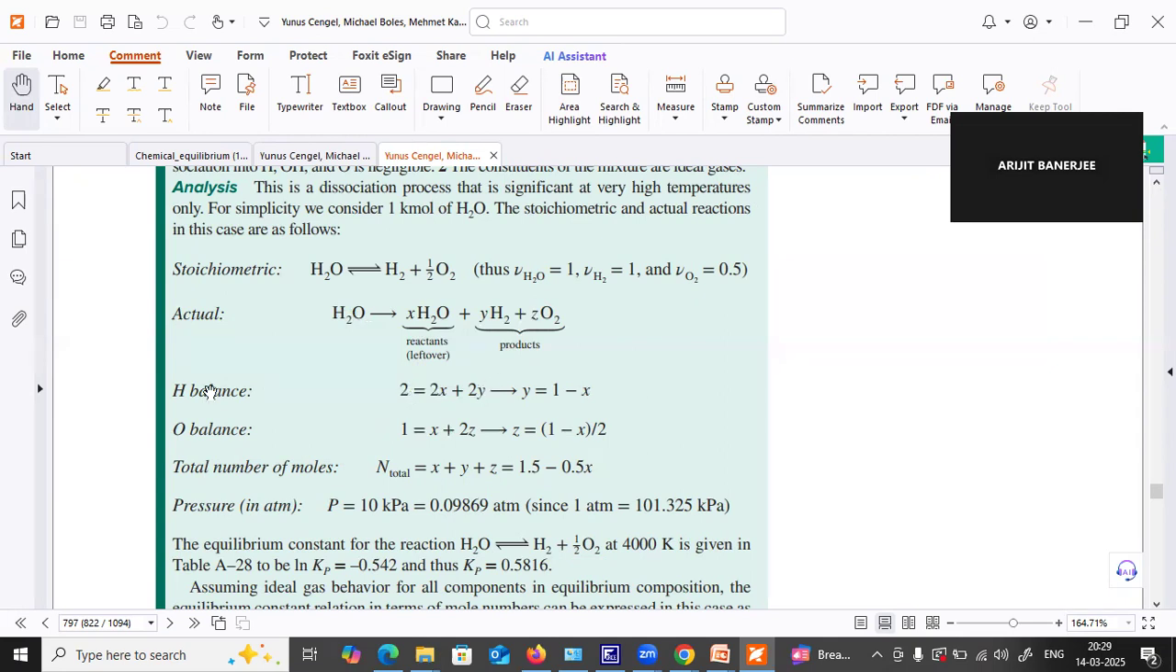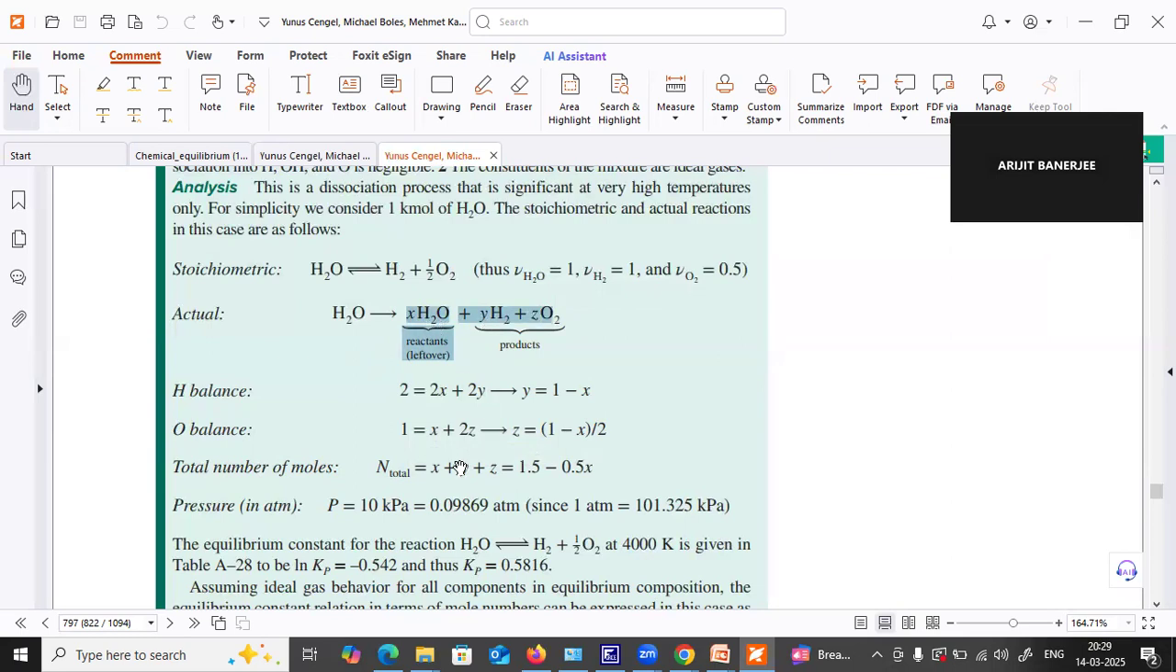So from hydrogen balance, we can write a relation between X and Y, so I can write Y in terms of X. And from oxygen balance, I can write a relation between X and Z, and therefore I can write Z in terms of X. Okay, so it is clear. Next, in total we are writing: in total means at the equilibrium condition, the total number of moles. You see this highlighted part. It is X plus Y plus Z, the total number of moles.